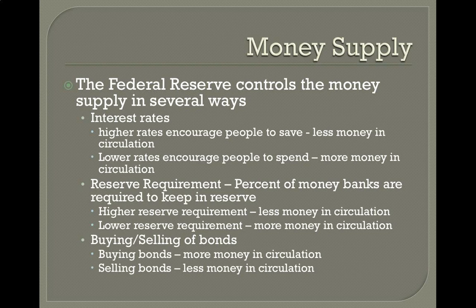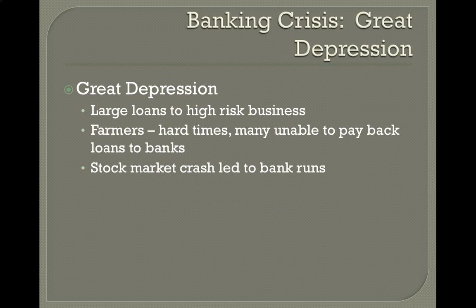And the third way that they can manipulate the money supply is through the buying and selling of U.S. bonds. If they buy bonds, they are putting more money out in circulation. They are taking bonds out, putting money in the hands of bond owners. If they're selling bonds, they're trying to get less money in circulation. So you have the bond, but they have the cash.